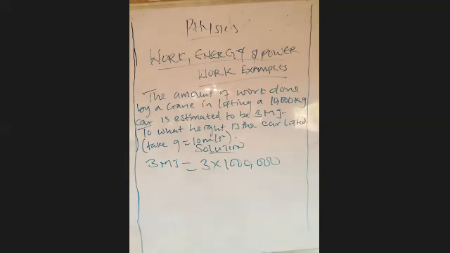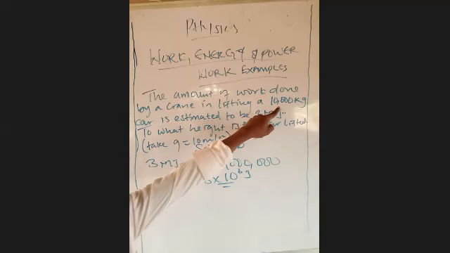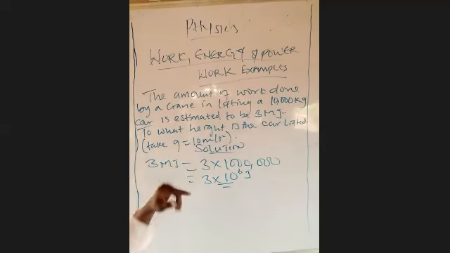So 3 millijoule will be equal to 3 times 1 million joule, and this gives us 3 million joule. But we can just leave it in standard form, which will be 3 times 10 raised to power 6 joule. The amount of work done by a crane in lifting a 10,000 kilogram car is estimated to be 3 millijoules. Our mass is 10,000 kg.